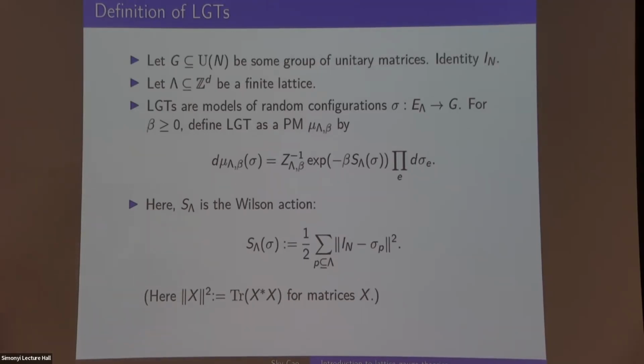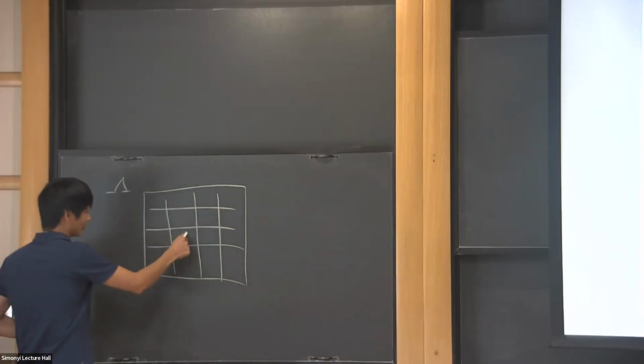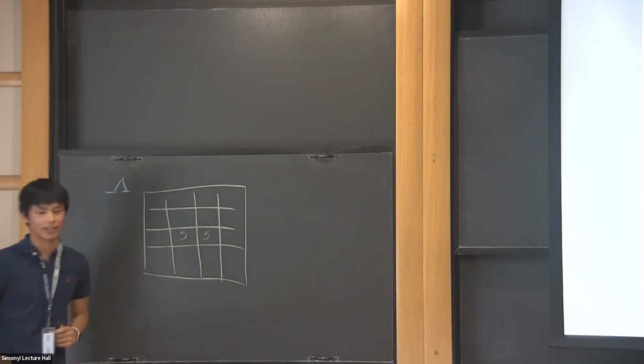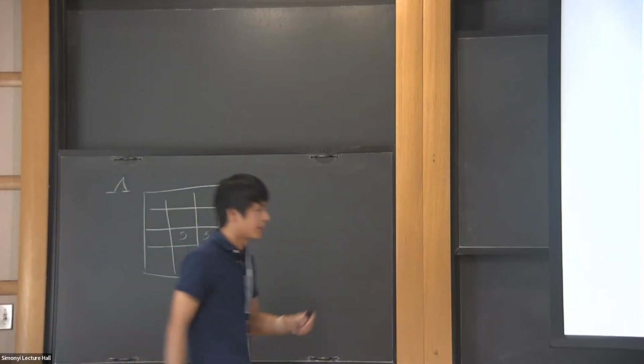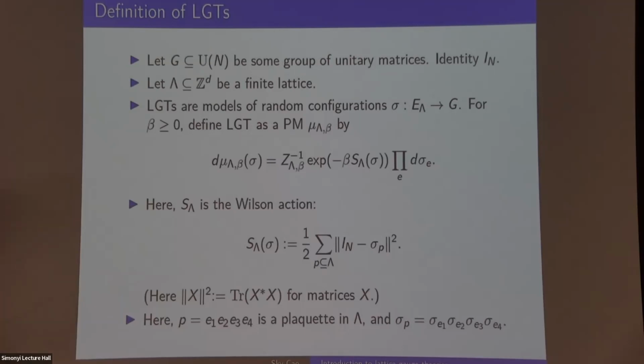If you notice here, the identity and sigma p are going to be matrices, and so this is just the usual Frobenius norm for matrices. Okay, so to complete this definition, I need to say what plaquettes are and what sigma p is. By plaquette, I just mean an elementary unit square of this lattice. So for example, each of these unit squares is a plaquette, so I'm summing over them. And then what is sigma p? Well, if I have a plaquette with 4 boundary edges, E1, E2, E3, and E4, I define, abusing notation slightly, sigma p to be sigma E1 times sigma E2 times sigma E3 times sigma E4. Okay, so that's a complete definition of lattice gauge theories.